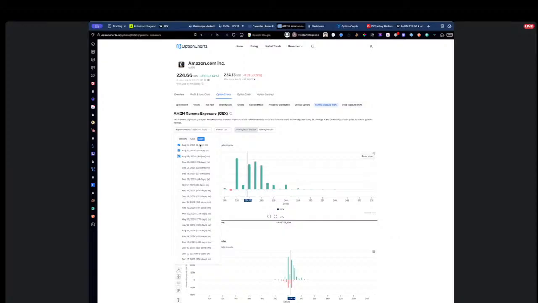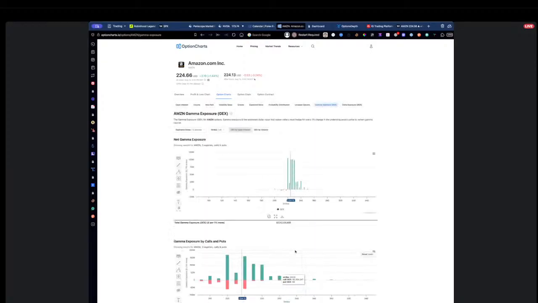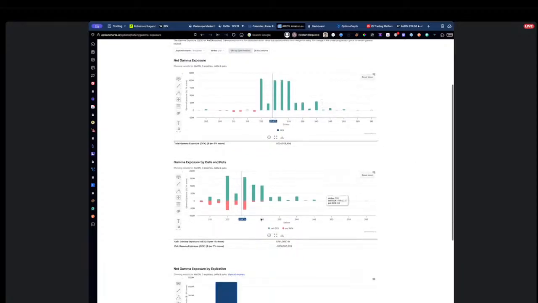So if we look at it, there's a lot of support for Amazon at 220. So I would set an alert at 220 or just above 220. Go like 220.2 or 220.5 or something like that. That's a potential area then for an intraday bounce.